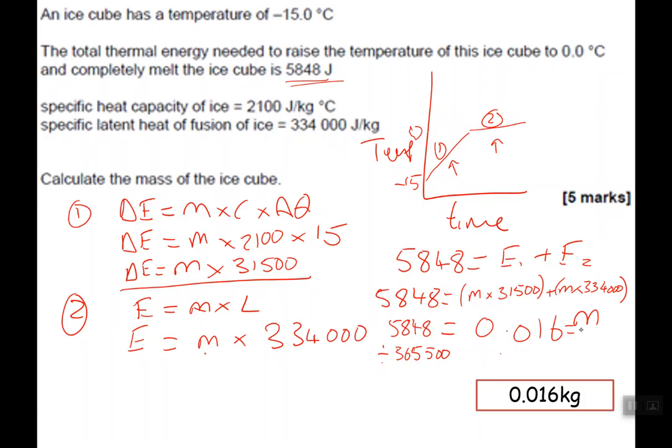And look, because I'm an idiot, I've already revealed the answer down here. Now that might seem like quite a small number, 0.016 kilograms, but that's just 16 grams. That's not that much of ice. So that's that. Hope you've enjoyed, guys, and I'll see you next time.